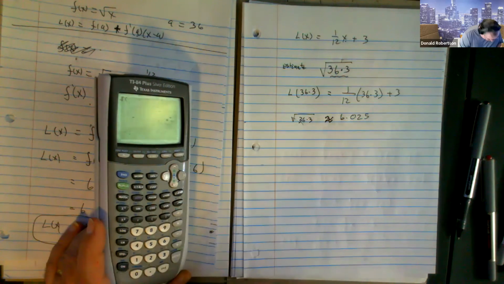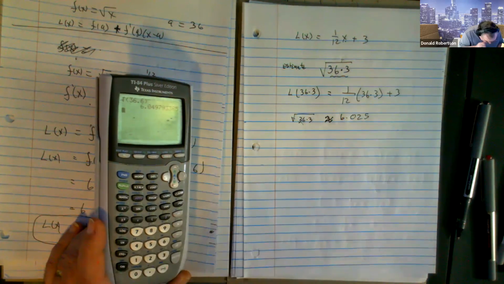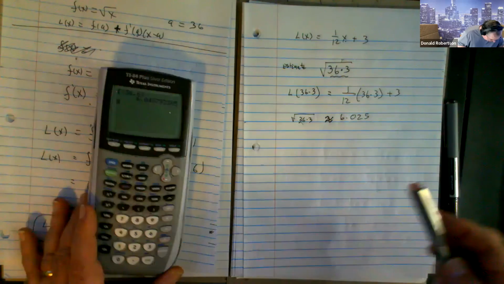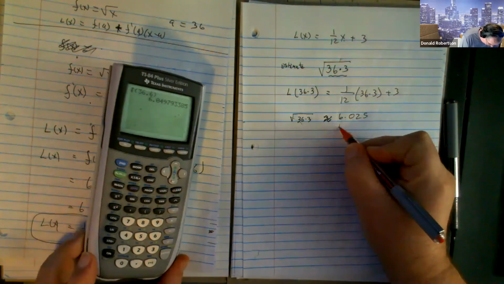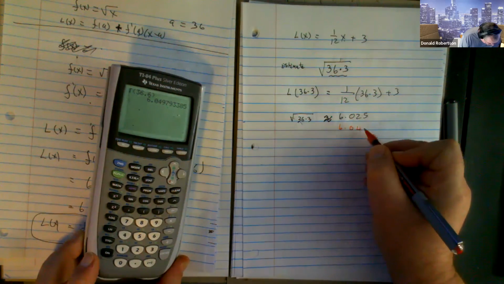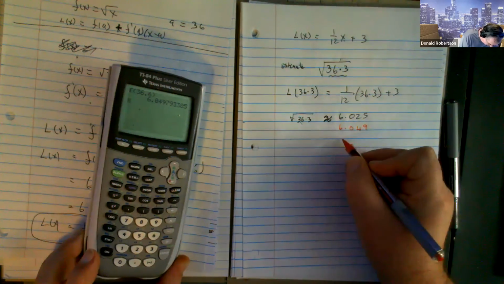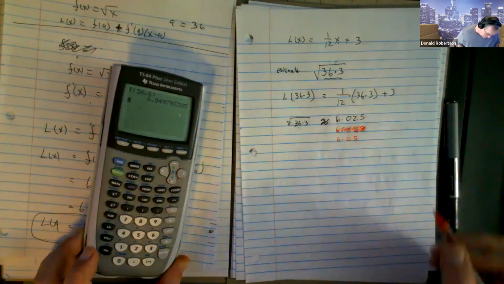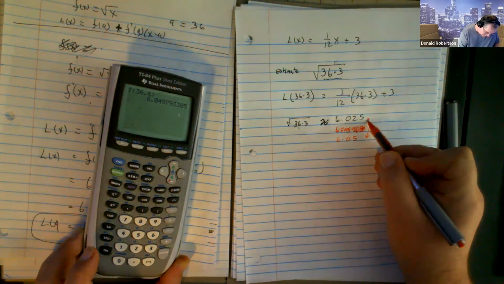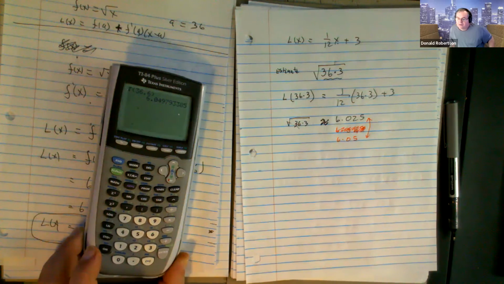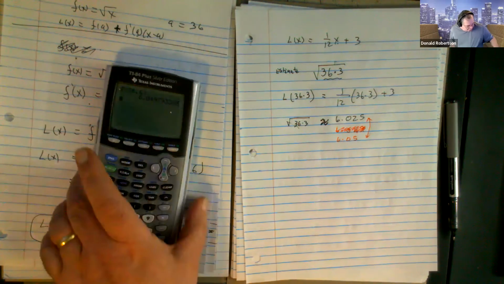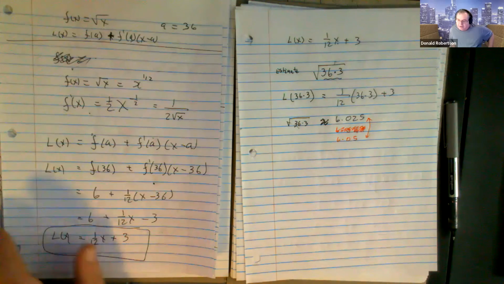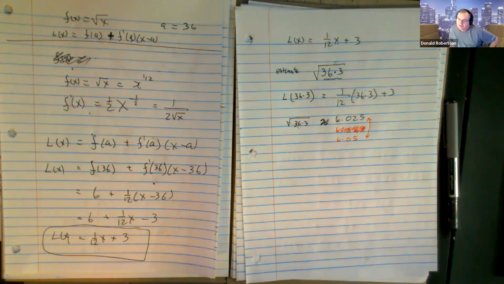The real answer to the square root of 36.3 is 6.0249. Actually, if I round it off, it's 6.025. It's not a perfect fit, but would you also agree it's pretty good? This is called the linear approximation function. It's a little niche thing, right? That's all it does. But it's kind of cool what it does.